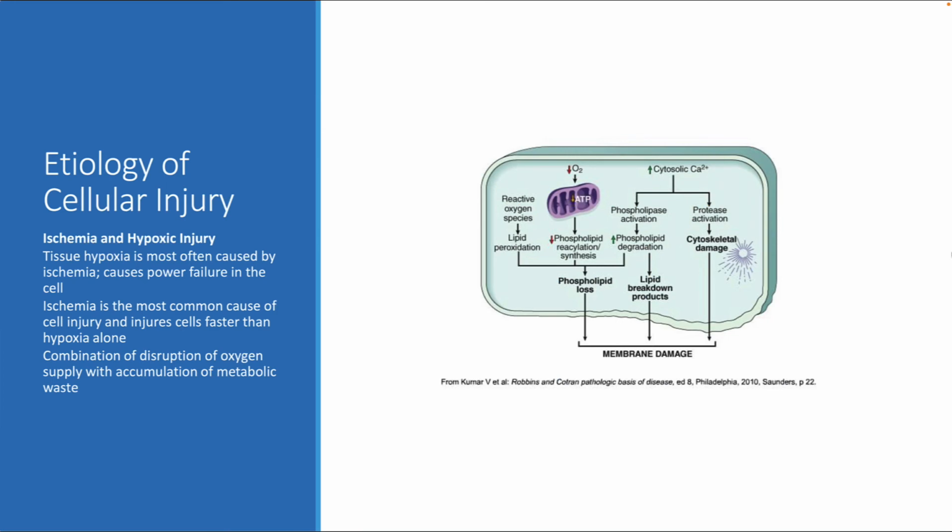How do cells get injured? Well, it can be because of any number of things. It can be because of ischemia, for one thing. So myocardial ischemia, a heart attack.